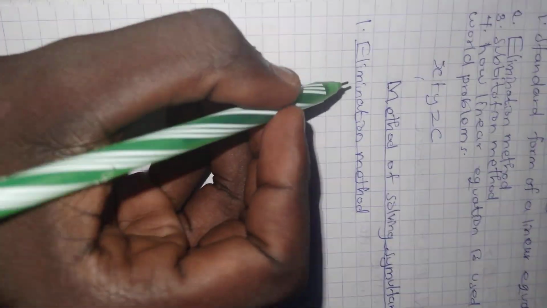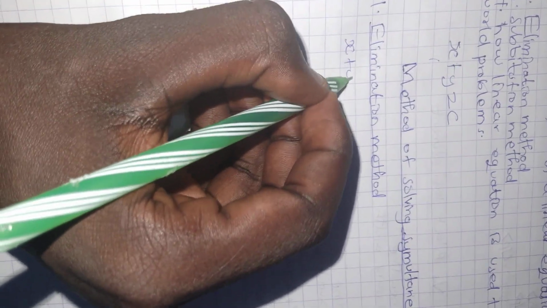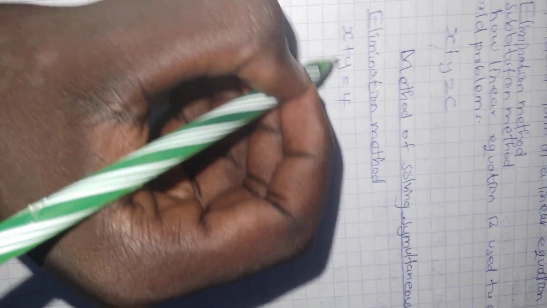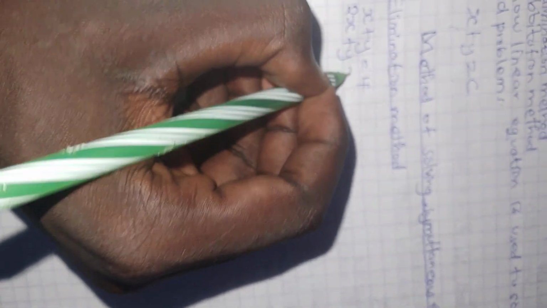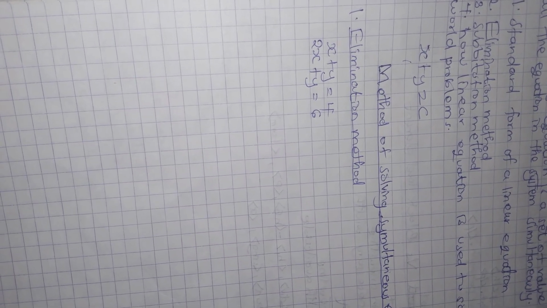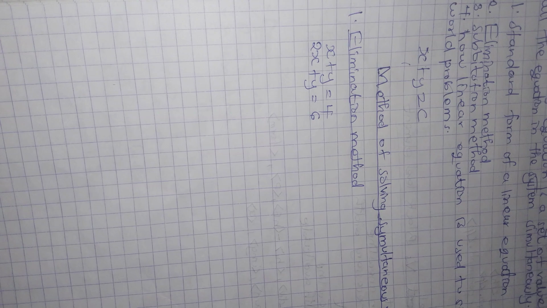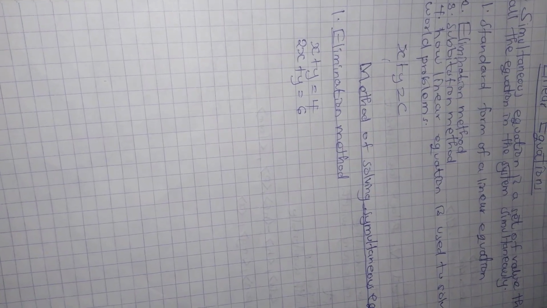For instance, consider the following. x plus y is equal to 4, 2x plus y is equal to 6. Solve the simultaneous equation to get the value of y and x. How do we do it?